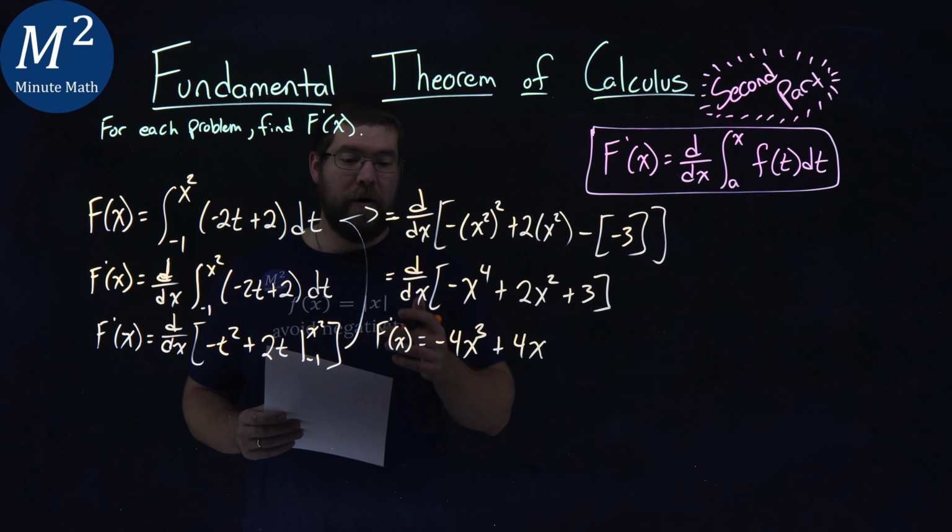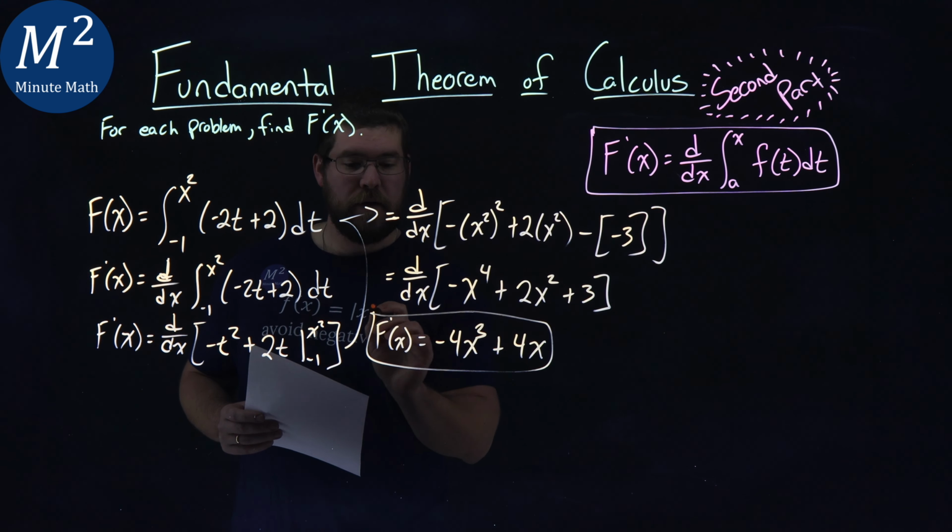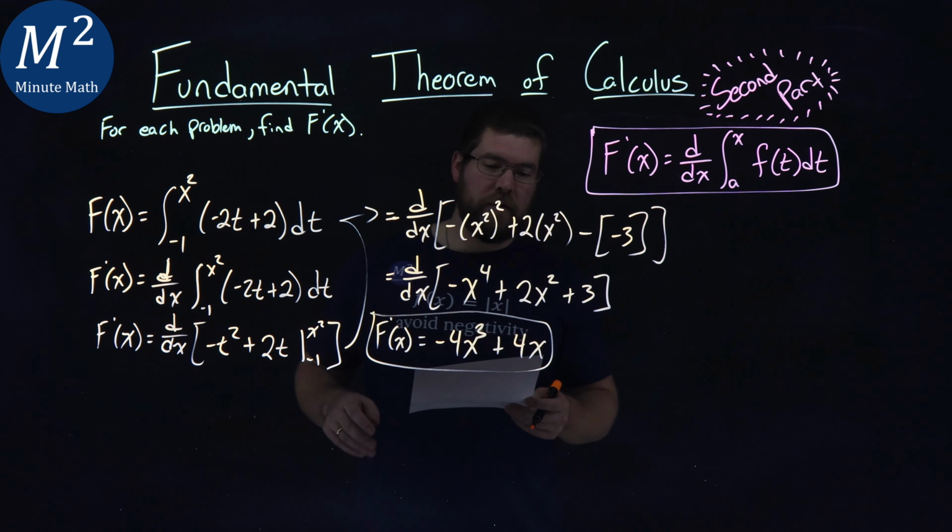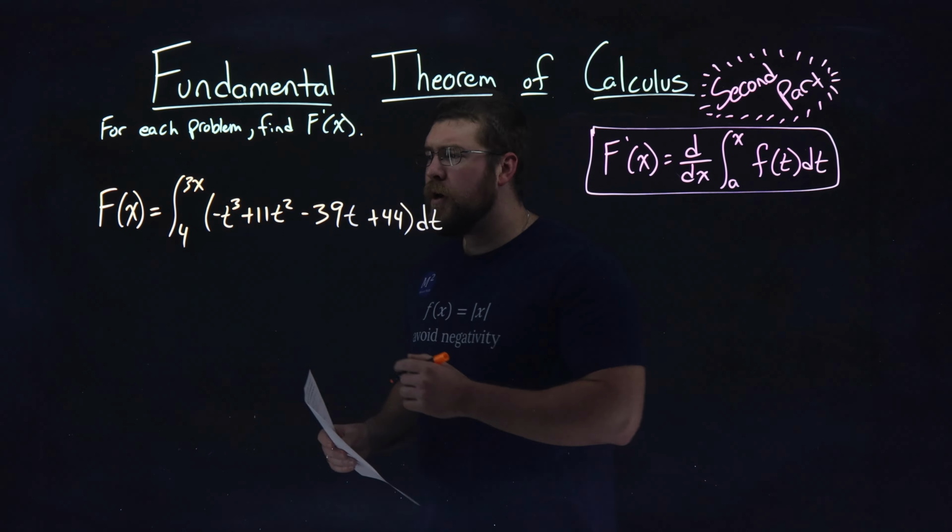And so we now have our f prime of x, and it's equal to negative 4x to the third plus 4x.